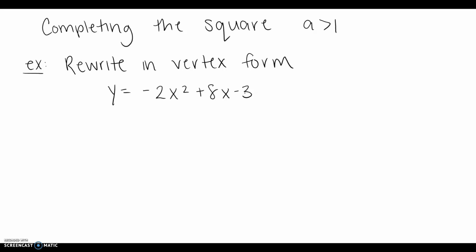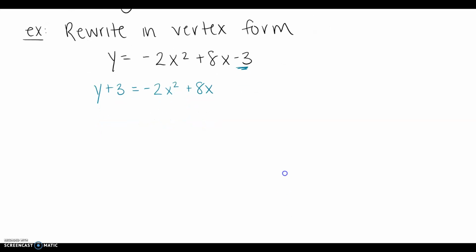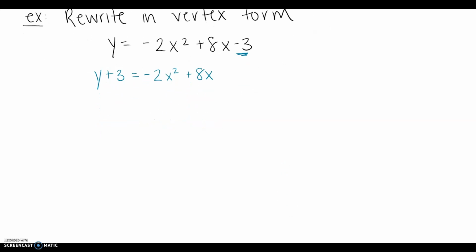Now, the first step is going to be the same as it was when a was equal to 1, and that's to move over that c value. So we want to take that negative 3 and move it to the other side. That y is still going to be there because we want y to stay. We want to end up in vertex form, so we need a y equals. So now that I've moved over my c value, because we have an a, we need to factor it out completely. So we are going to factor out a.